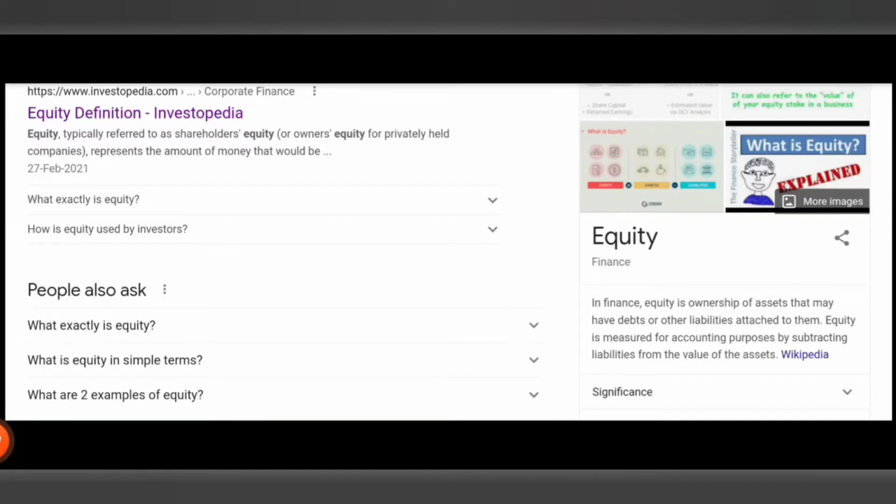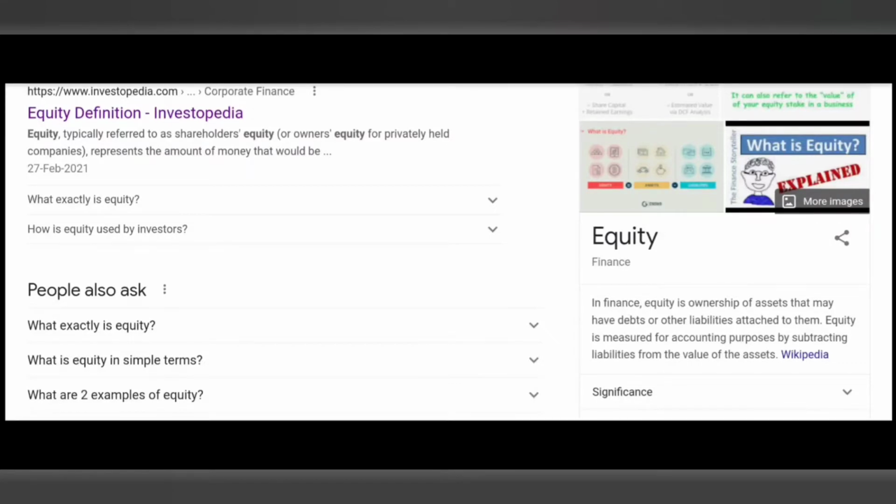So let's discuss first what is the definition of equity. In finance, equity is ownership of assets that may have debts or other liabilities attached to them. Equity is measured for accounting purposes by subtracting liabilities from the value of assets. So we can simply say equity stocks in the stock market are different stocks like SBI Life, BPCL, IOC, ITC.